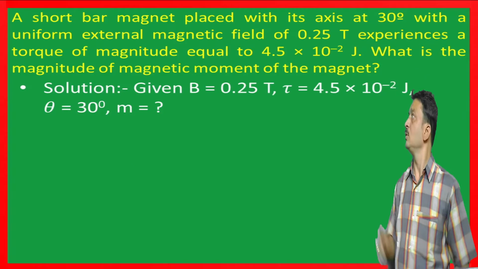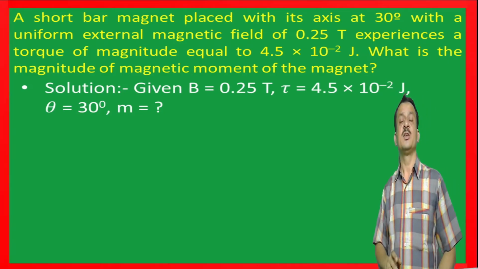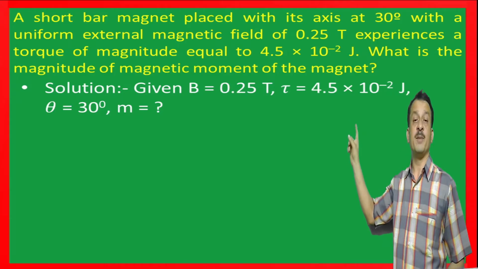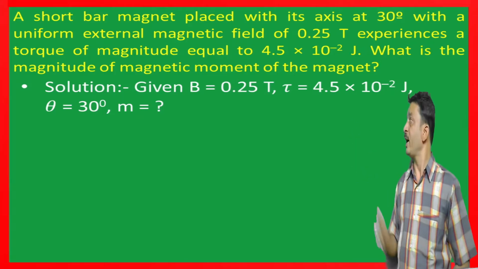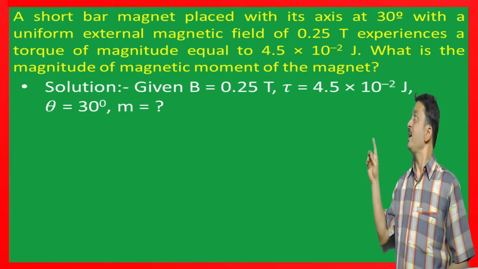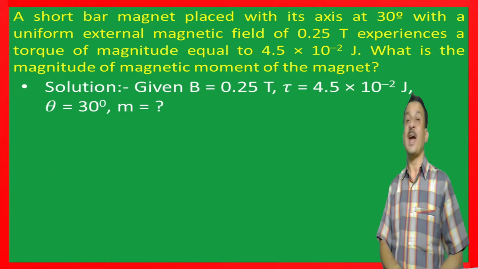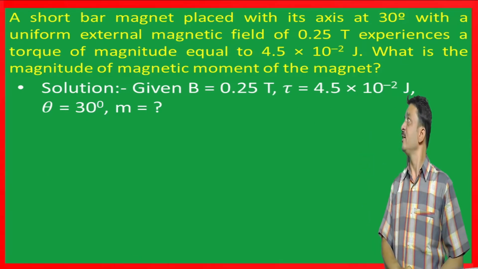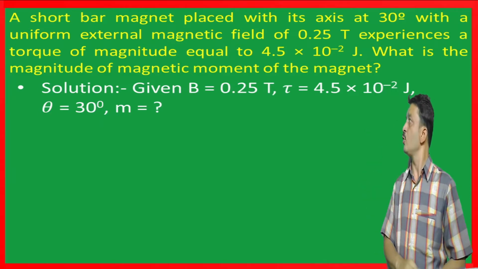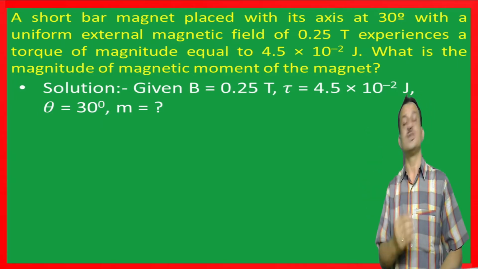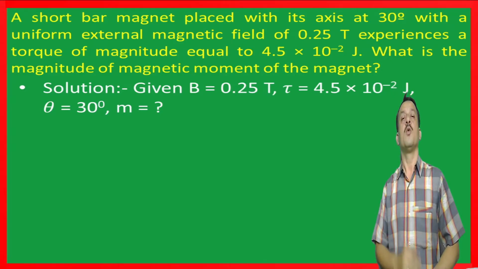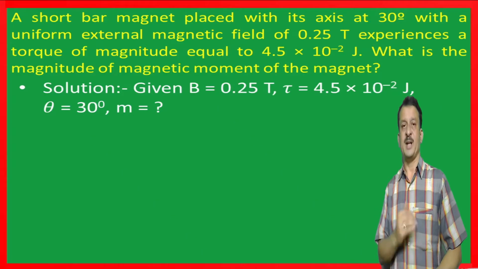Now in this problem, what are the given things? Look here, given the external magnetic field B is equal to 0.25 Tesla, and a bar magnet is placed with an angle theta equal to 30 degrees. Obviously it experiences a torque. The torque is given, tau is equal to 4.5 into 10 to the power of minus 2 joules. Now what have they asked? They have asked to find out the magnetic moment.